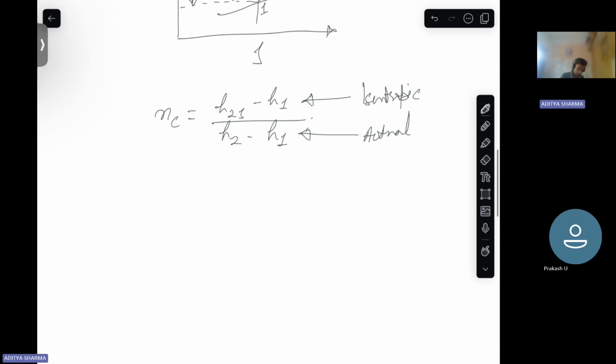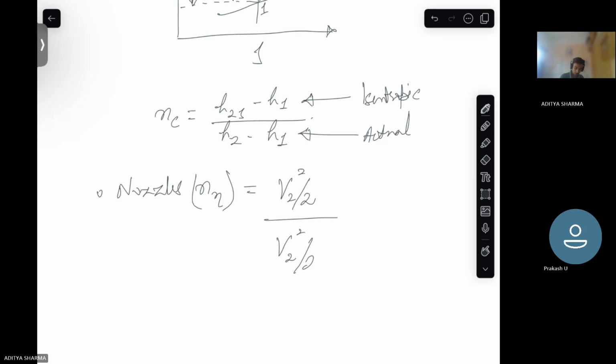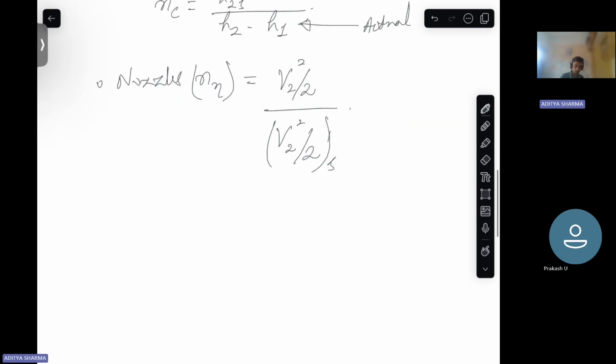Then for nozzles, we saw the efficiency is written as follows. The V2 here is the exit velocity. So we compare the exit velocity when the conditions are isentropic and when the conditions are actual. In this way, we calculate this efficiency for nozzles.